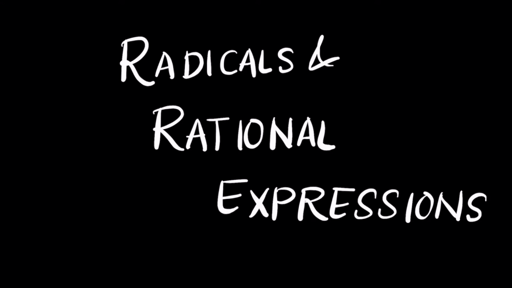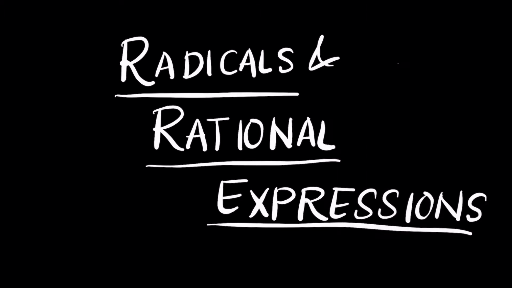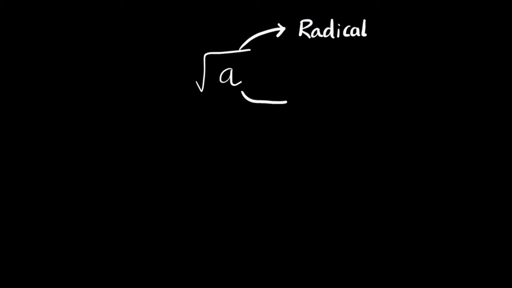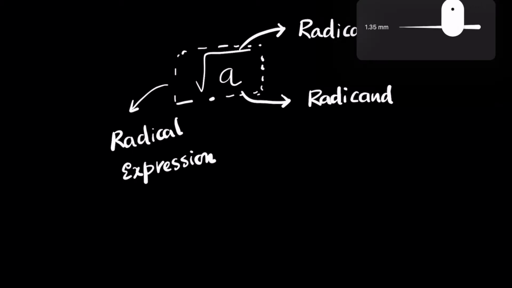So in this lecture, let's discuss radicals and rational expressions. Now, what is a radical? Let's take this expression here. Let's say, for example, I have root a. The root here represents a radical, and the a value is called the radicand. The combined expression of root a is called a radical expression.